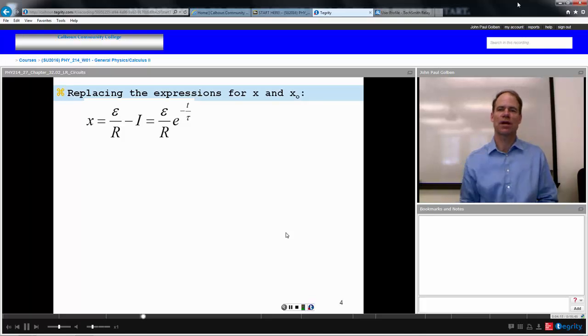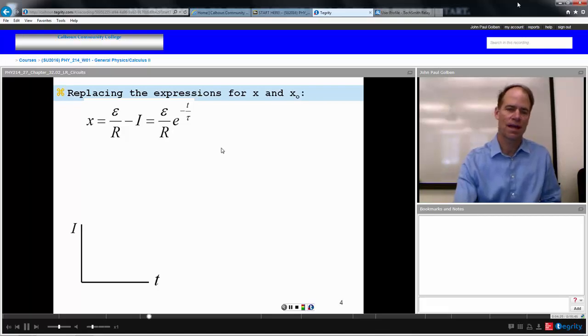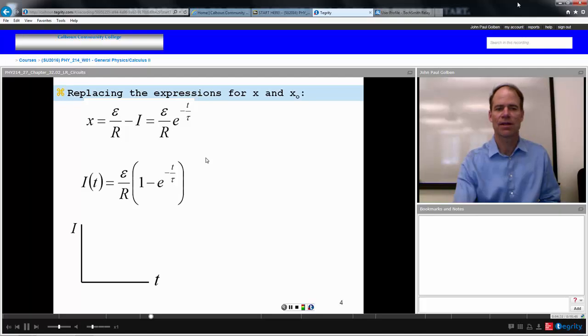Let's replace our expressions for x and x naught in this result. We have the voltage divided by resistance minus I is equal to the voltage divided by resistance times e to the negative t over tau. And algebraically simplifying this, we have that the current for all time is the EMF divided by the resistance times 1 minus e to the negative t over tau. The voltage divided by the resistance is just the maximum current. So the current is equal to the maximum current times 1 minus e to the negative t over tau. And that is our current for all time after we close the switch. Well, let's try it out.